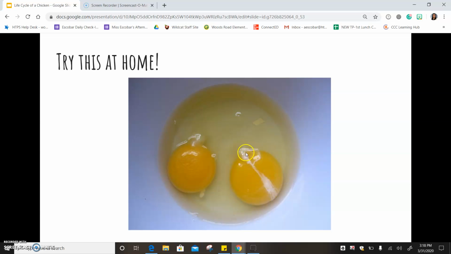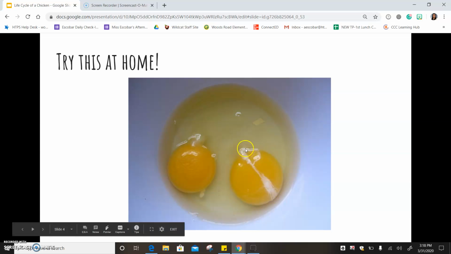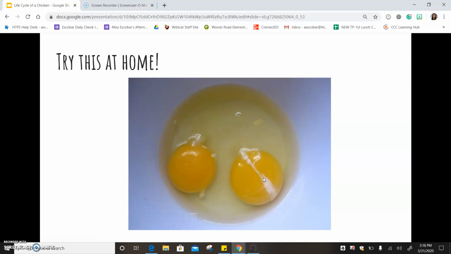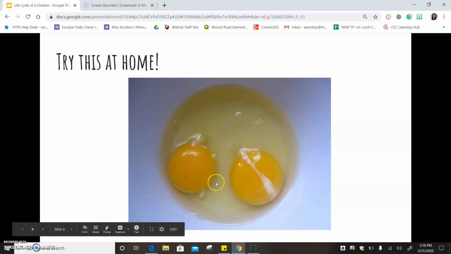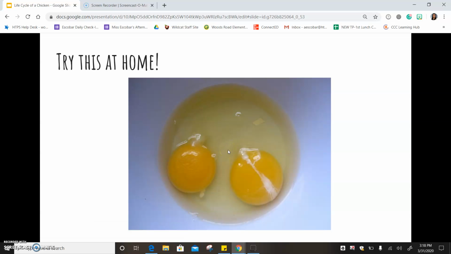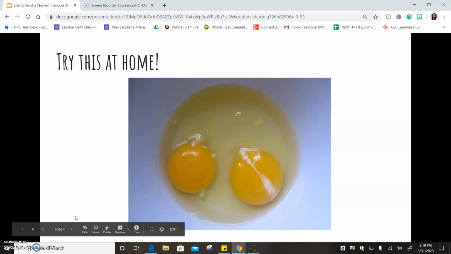Because this egg is not fertilized, meaning because there was no rooster, there is no chick. And if there was, this white part, that's where the chick would start to grow. But again, since there was no rooster, that means this egg is safe to eat. So this is not a chick. Okay, and that's just something I wanted to show you, and I thought that was kind of pretty cool. So see if you could try this at home next time you're making something with eggs.